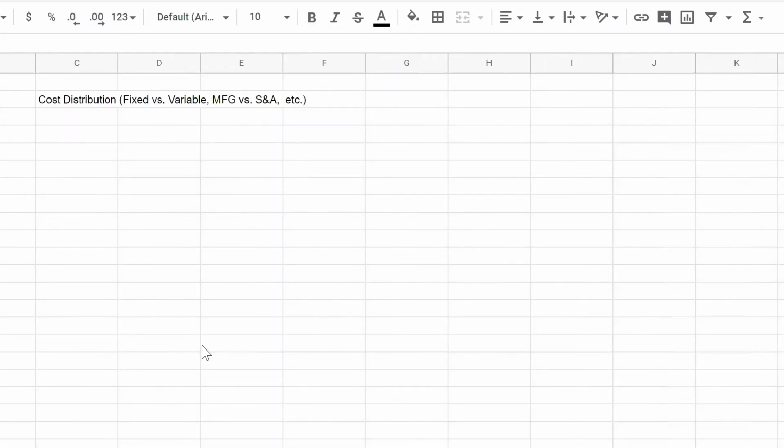And of course, cost structure can get a lot more complicated, and it probably will, especially in a company where you are buying and selling goods. So, Alex, what is one of the costs that we incur, and how is that cost distributed?